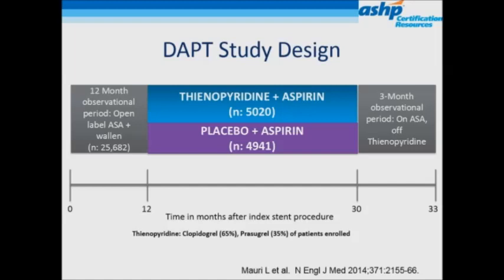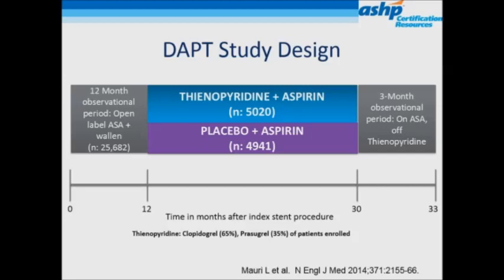So you see that everybody in DAPT got 12 months for free. And then at that point in time, they were randomized to continue dual antiplatelet therapy for an additional 18 months, which is where you get the 30, or placebo. And remember, this is a duration trial, so they didn't really care what stents people got. They didn't care what type of DAPT people used. It was really all about duration.